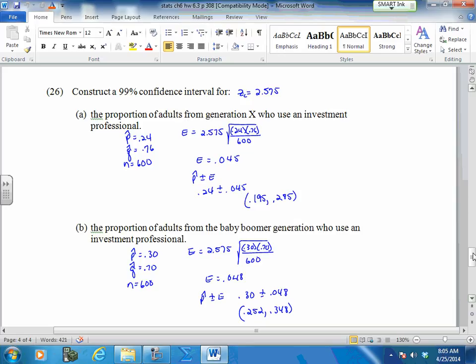Good? Now, do you see a little bit of overlap in this one? Watch. Here's 0.195 to 0.285. This one is 0.252 to 0.348. See, this one had a little bit of overlap. Not equal, but a little bit of overlap.